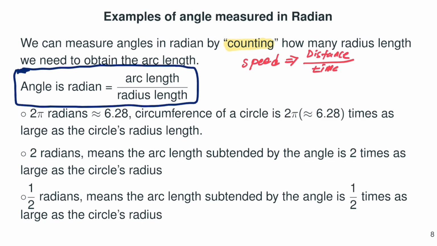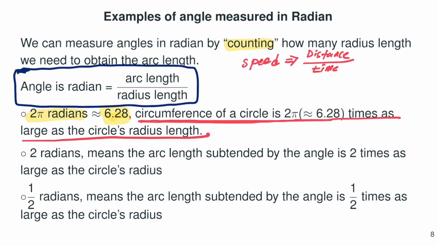Okay, so let's look at some of these examples. 2 pi radians is about 6.28 if you write it in decimals. This is the circumference of a circle. The circumference of a circle is 2 pi times as large as the circle's radius length. So that's true for any radius. Even if the radius is 10 kilometers, then the circumference of the circle is 2 pi times the 10 kilometers. So it would be 20 pi kilometers. It would be the circumference length, the arc length of the whole circle.